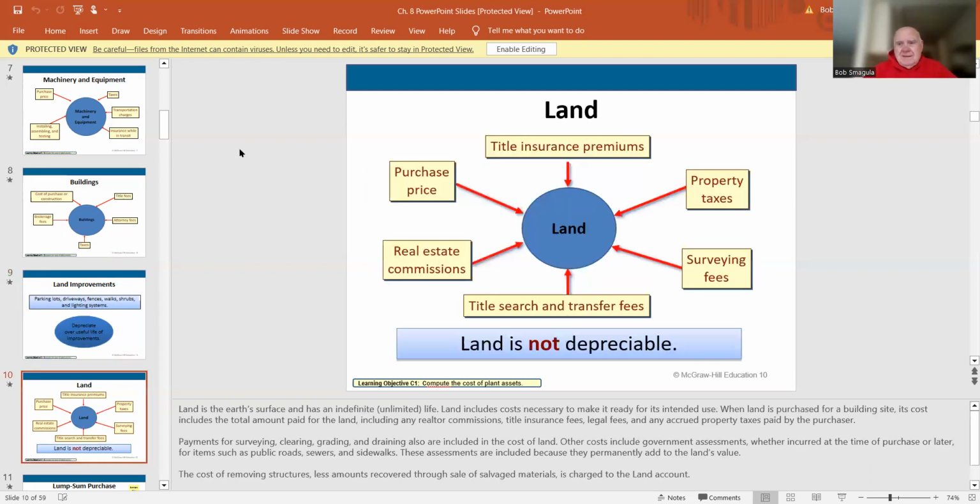Land improvements. Land. Land does not depreciate. There's an easy true false question I bet is on the test. Land is not depreciable. The purchase price of the land would be the amount that you paid per acre, real estate commissions, title fees, other surveying fees, property taxes, anything that you spent in due diligence getting that land ready, that's part of the land. So you get the idea. You have a purchase price of something, and then all of the other costs involved in getting that asset ready for use become part of the capitalized cost.